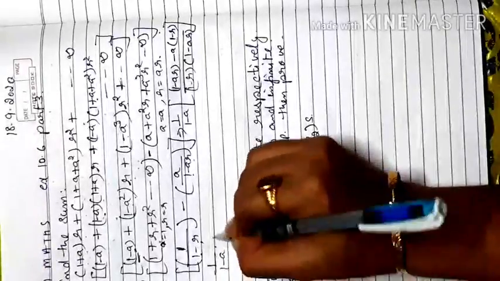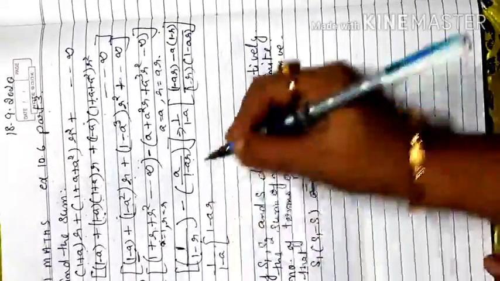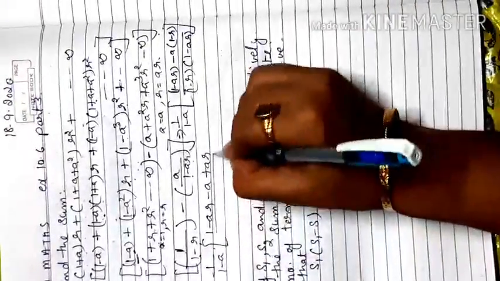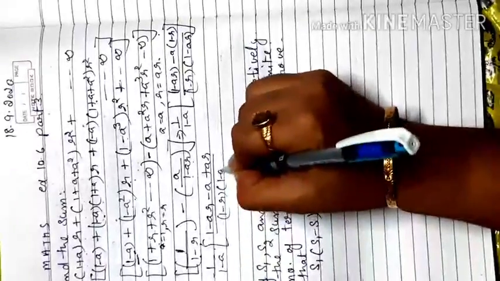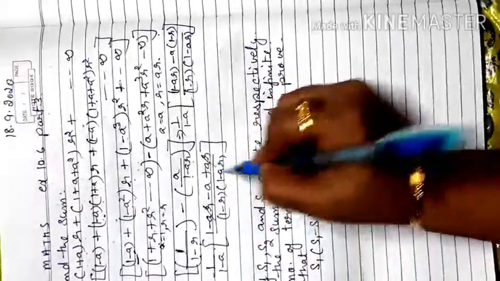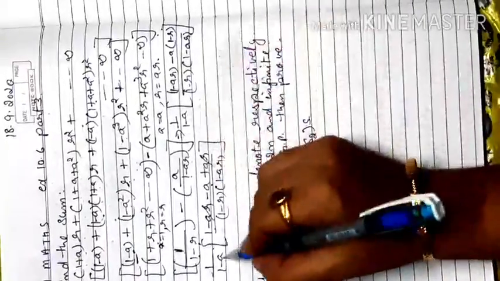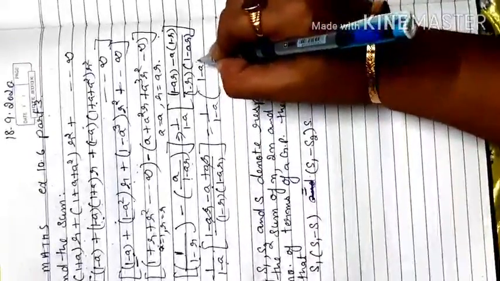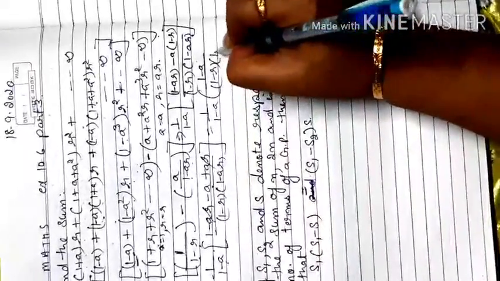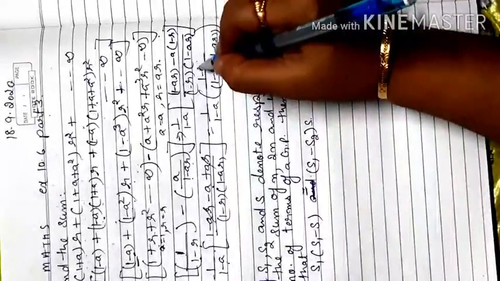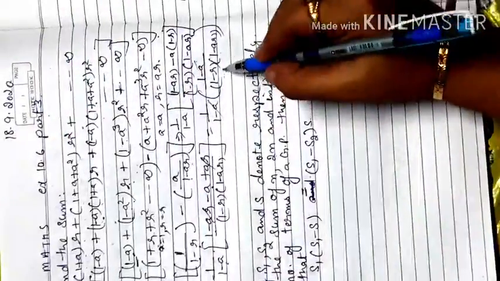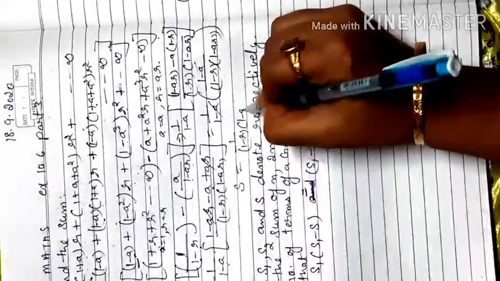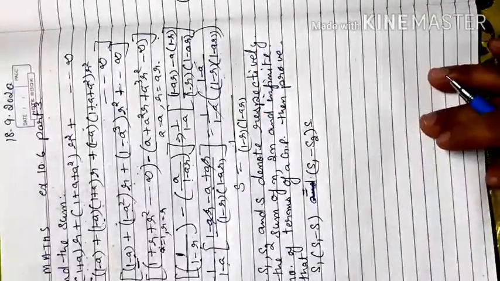So 1 upon 1 minus a, 1 minus ar, 1 minus ar minus a plus ar upon 1 minus r, 1 minus ar. So this ar will be cancelled, only 1 minus a is left. So same here, 1 minus a is left. This is 1 upon 1 minus a, 1 minus a upon 1 minus r and 1 minus ar. So this 1 minus a and this 1 minus a will be cancelled, and our required answer, the sum of the term, is 1 upon 1 minus r and 1 minus ar. So this will be my answer in this case.